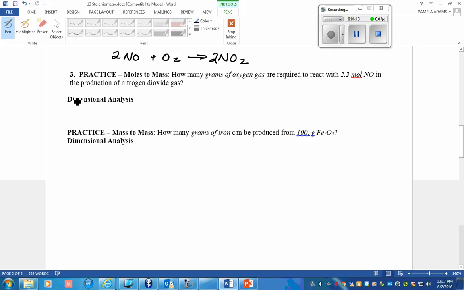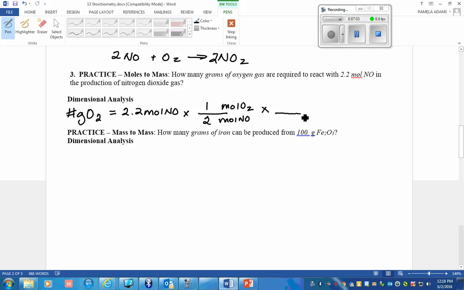I would like to know, I want, how many grams of oxygen are required to react with 2.2 moles of NO. My next step is to put moles of NO on the bottom, and then something that will get me from NO to what I'm looking for, O2. And that would be moles of O2. Okay, using the coefficients from the balanced equation, I see this relationship. It takes 2 moles of NO to react with 1 mole of O2.